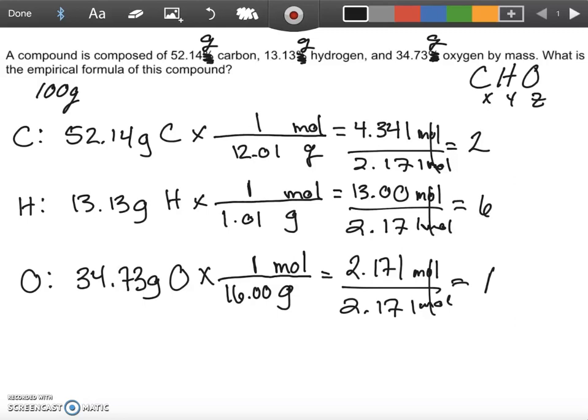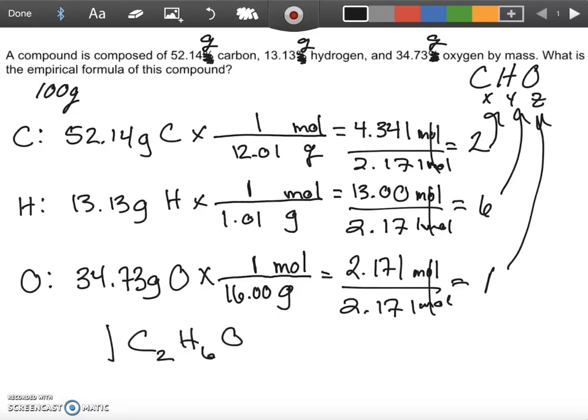Alright. Hey, this is really, really nice. All of these came out to be whole numbers, so we don't have to multiply by 2 to get to a coefficient or to get rid of halves. So we will just go ahead and associate each of these with their subscript. That means this formula is C2H6O1, or we just leave the 1 off, we don't have to show it, and then that is the empirical formula for this compound here.